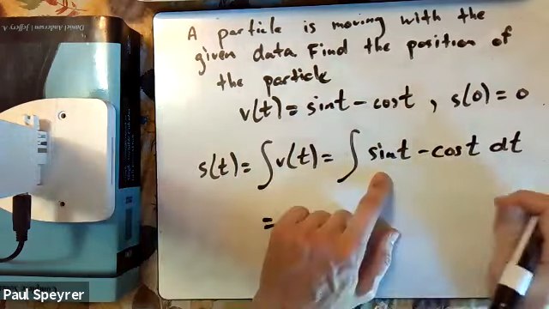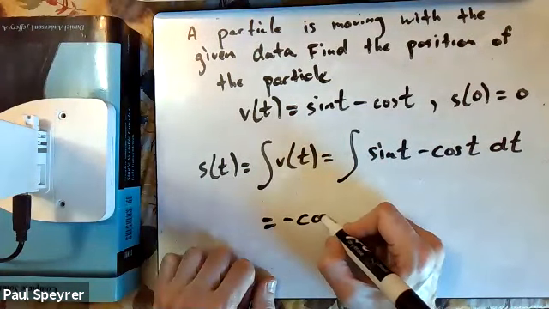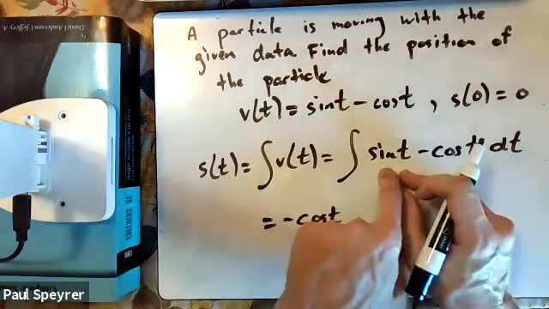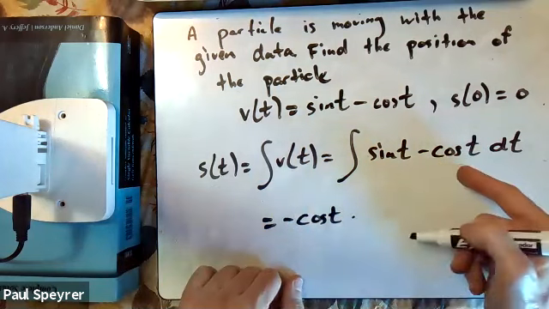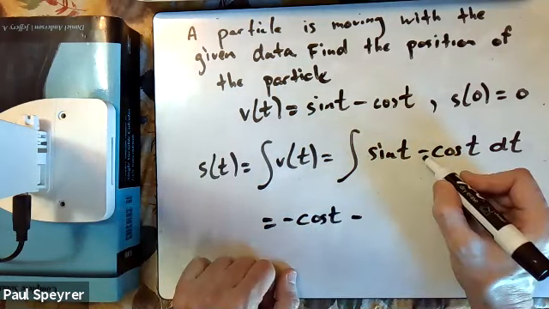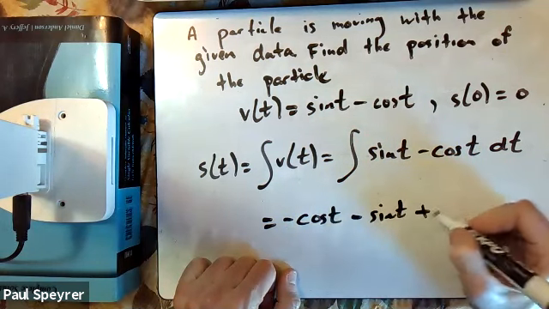So what's the antiderivative of sine of t? Remember, it's negative cosine of t. If I take the derivative of negative cosine, I get positive sine. What's the derivative of cosine of t? It's sine t, right? But it's going to be minus because of this minus right here. And then plus c.